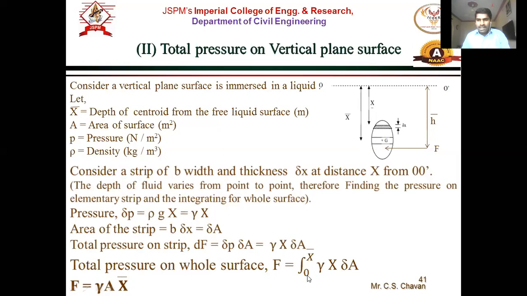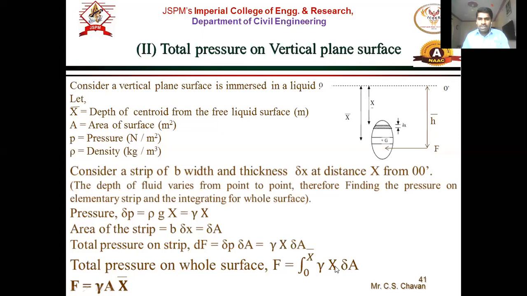Now what are the limits over this? So the limits are from this particular point, which is at 0 level, right? So from 0 to how much maximum do we have to go? We have to go to the centroid of whatever the surface will be. So from 0 to x bar, these are the limits. Therefore, the total pressure on the strip will be the integration from 0 to x bar of gamma x delta A.